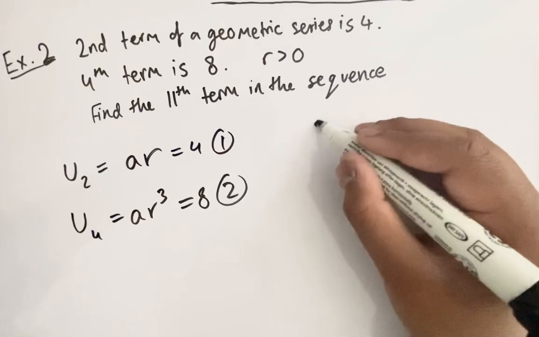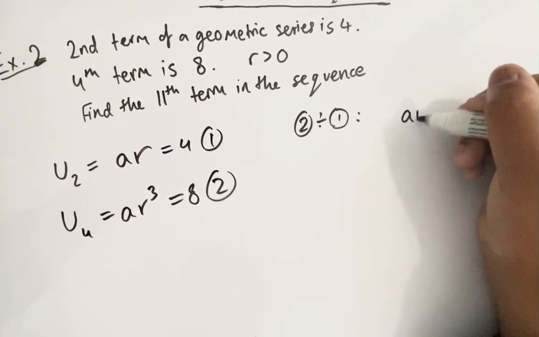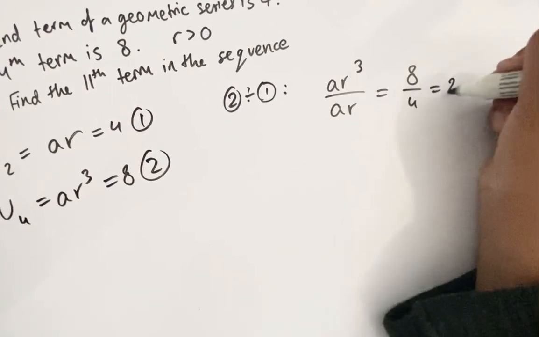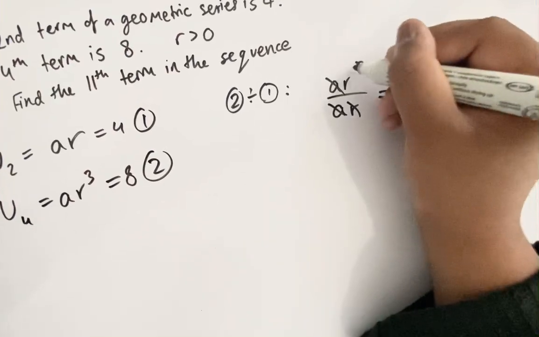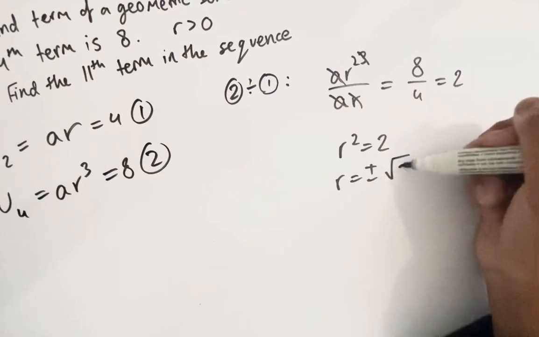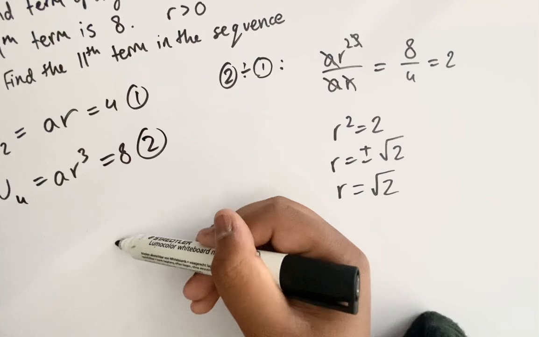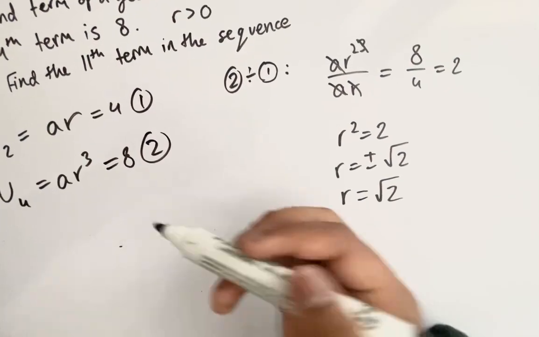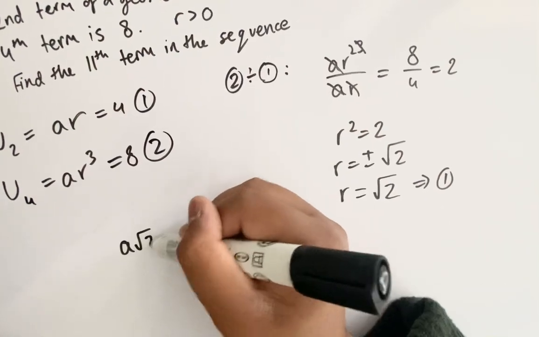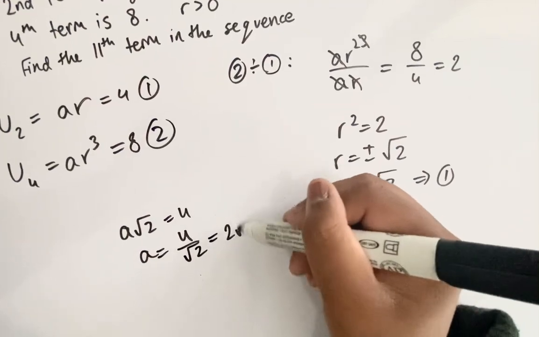If we do 8 divided by 4, we get AR cubed over AR is equal to 8 over 4, which is 2. The A's cancel here, and the R cancels to 2, so we get R squared equals 2, so R equals plus minus root 2, but R is bigger than 0, so R equals root 2. So to find A, all we do is put this into the first equation. We get A root 2 equals 4, so A equals 4 over root 2, which is 2 root 2.